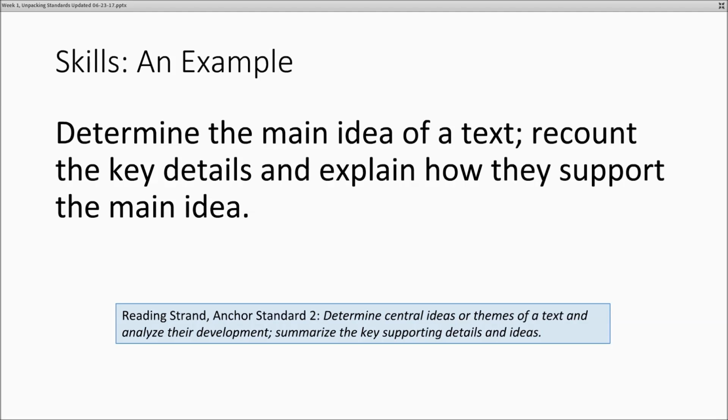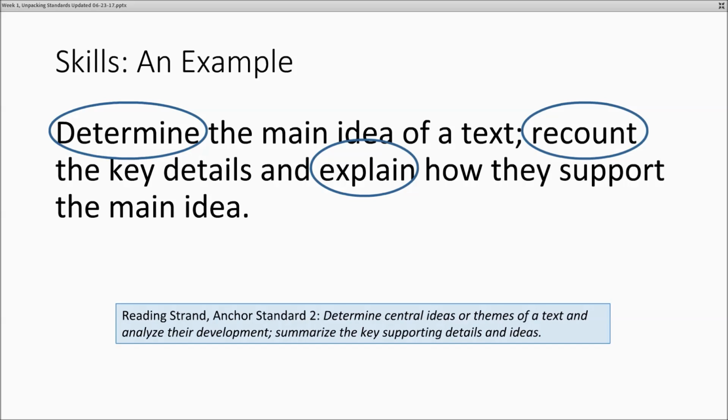Now, as I go through and pull out these 3 different elements, skills, concepts, and context, I'll model it, and then later in the video, I'll give you some time to try and do it on your own with me as we go together. So what are the skills? Well, we're looking for verbs. So determine, recount, and what's the last one? Explain. Okay, so students need to determine things, they need to recount and explain them.